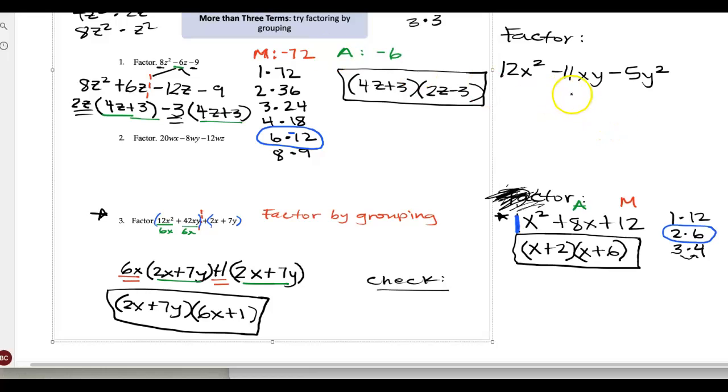All right, but our first step is that we need to multiply that 12 and the negative 5 together. So 12 times negative 5 is negative 60. I guess I'll just have to write it up here. So I'm thinking, what multiplies to be negative 60 that adds to be negative 11?